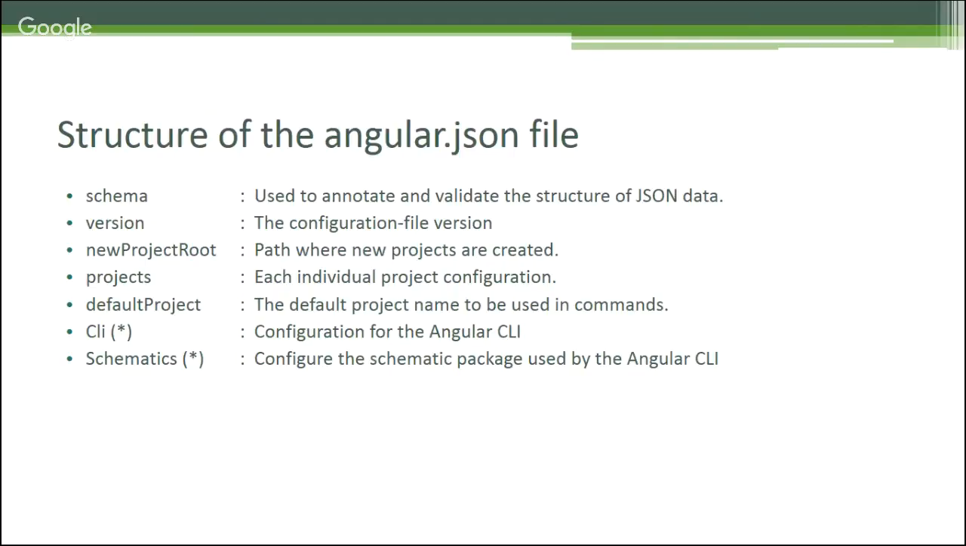Then the version is the configuration version for the Angular.json file itself. The version is currently one, it's always one for now. Angular.json will update it by itself.